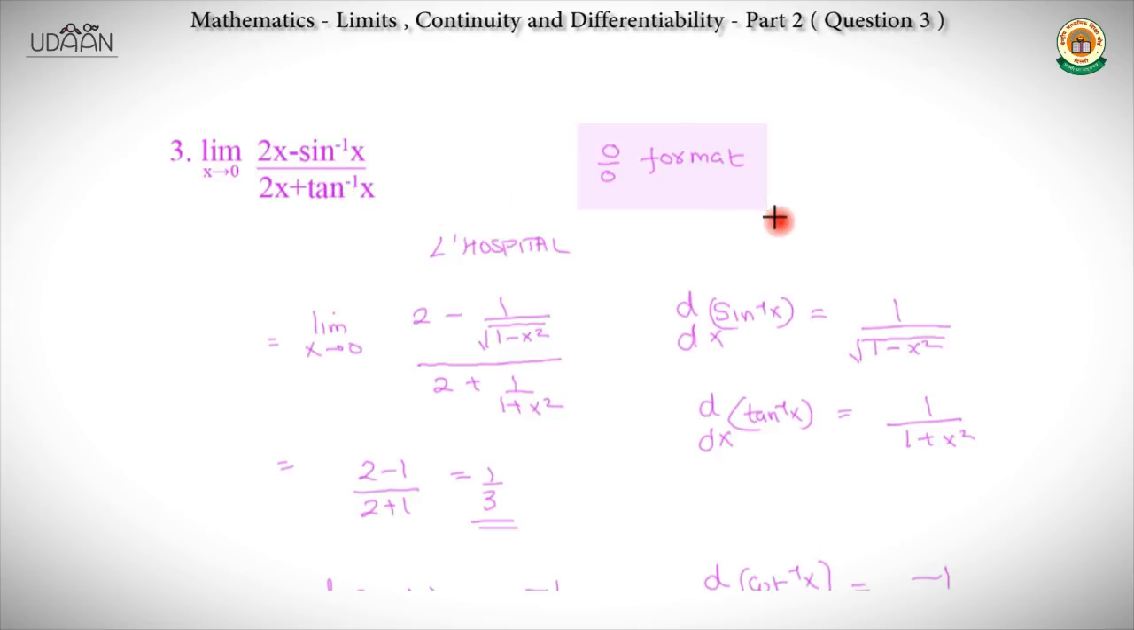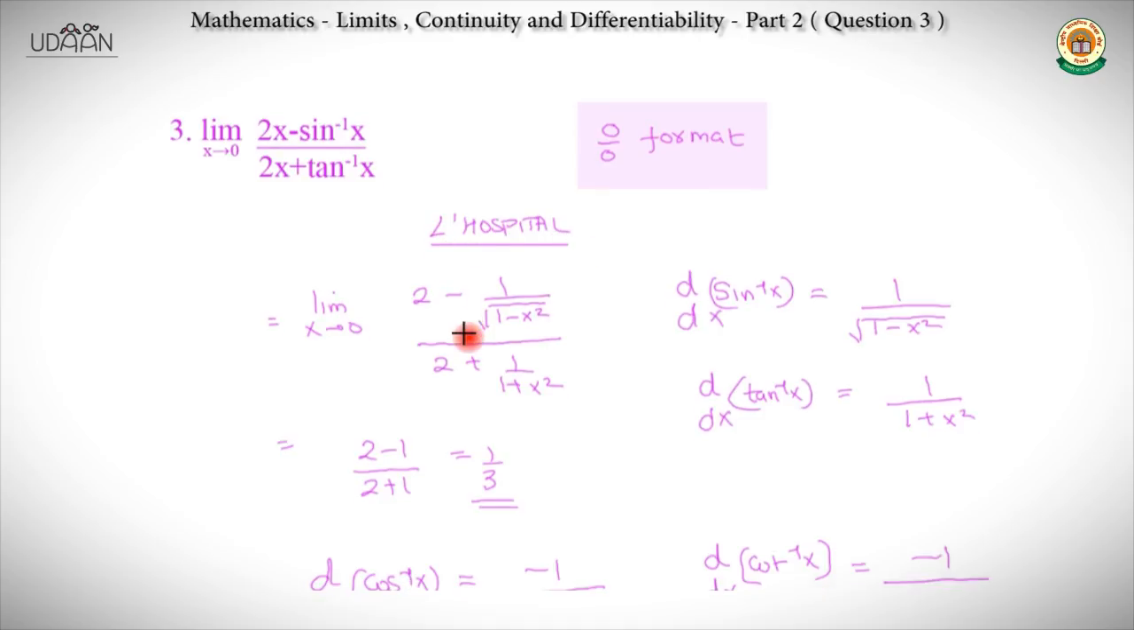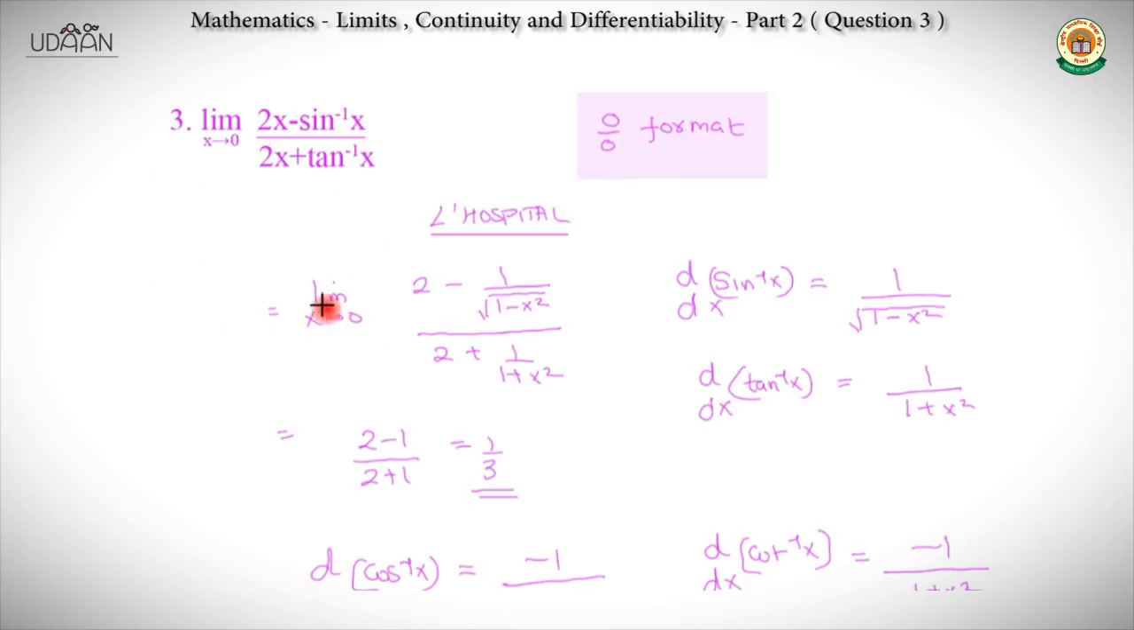So can you explain how we go through this problem? We can see that it is a 0 by 0 format. Right. And we know that 2x, sine inverse x and tan inverse x are differentiable functions at x equals to 0. So now I'm going to directly apply L'Hospital's rule in this question. So our question simplifies to limit x tends to 0, (2 minus 1 upon root of 1 minus x square) divided by (2 plus 1 upon 1 plus x square).